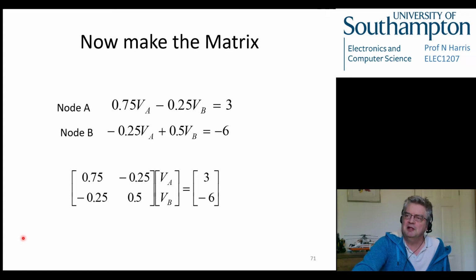So we can now make our matrix, which is easy enough. So we've got it in the form with VA, VB, VA, VB, and then we can just take out the coefficients. I just bung them into the coefficient matrix, and then we've got VA and VB, which is our vector of input variables, and the answers are 3 and 6, which are just coming from the equations. So that's the matrix equation that we need to solve.